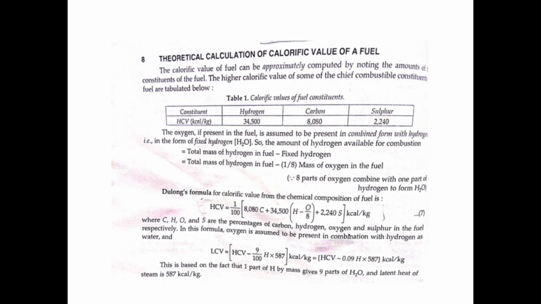This is the formula used for HCV through the theoretical method. The LCV, or lower calorific value, through the theoretical method is calculated by HCV, meaning higher calorific value, minus 0.09 H, where H means percentage of hydrogen, into 587. This is the formula used for measuring lower calorific value through the theoretical method. Okay, here we stop.